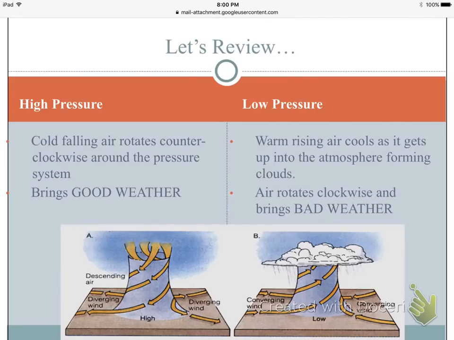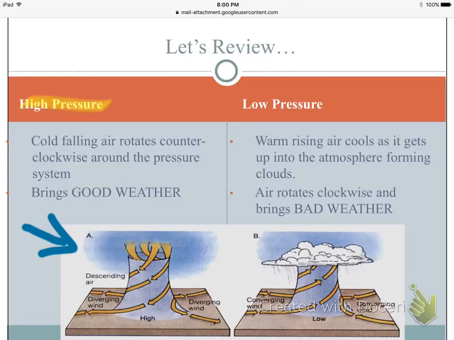So let's review first. You guys should remember at this point that high pressure means it's going to bring good weather. If you're on a high, you're feeling good, okay? If you're high on life, everything's going great for you, then high pressure means good weather, okay? And in high pressure areas, what you're going to have is that cold falling air rotating counterclockwise, okay? So you can see in the picture down here, you have your air rotating counterclockwise.